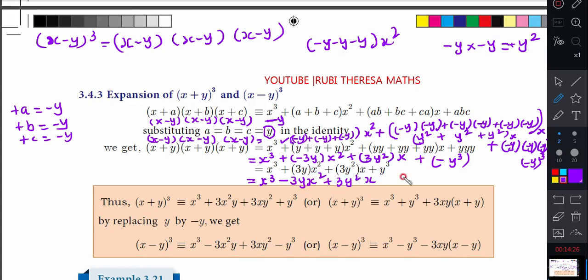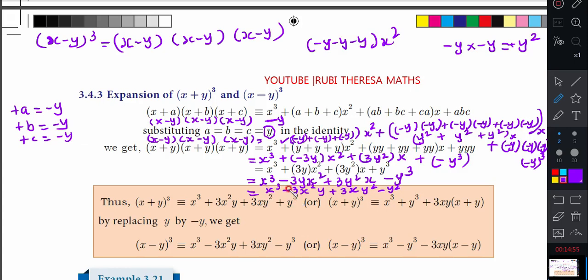This is just addition only. So, minus y cube. Otherwise, plus into minus is minus. What I told you, the commutative property is possible. You can arrange the terms in order. So, x cube, minus 3x squared y, plus 3xy squared, minus y cube.